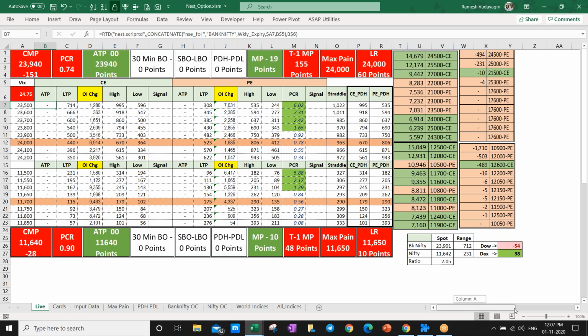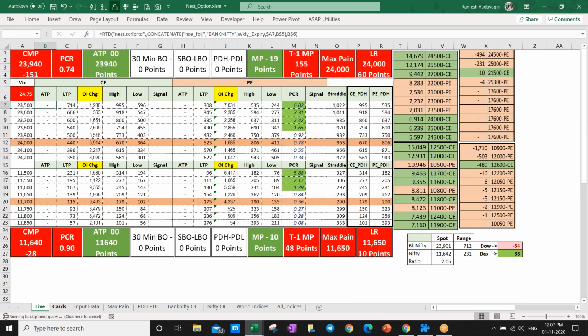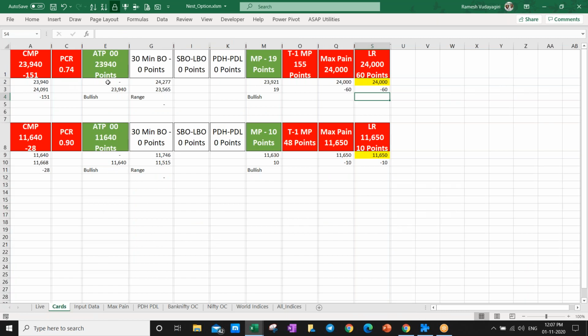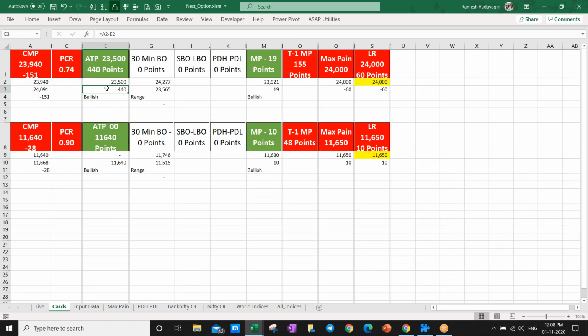So in case you want to know the VWAP, let me just show it here. For example, once VWAP rates start coming during the market hours, let me just show you, like plus 23,500. Assume 23,500 is the VWAP. It will automatically show that this is the average traded price and the price is 440 points above the VWAP. Assume the ATP is below, you can see the background color is green.